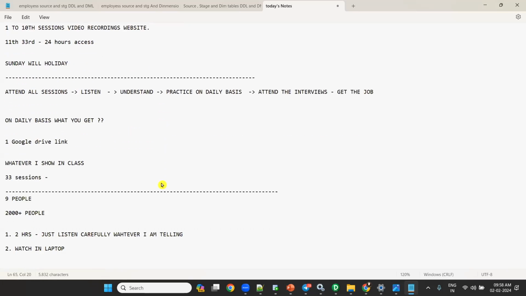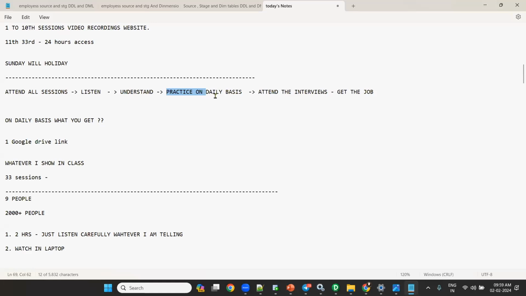Okay, coming to the next point. If you want to get a job in Informatica, you must do these things. What all do you need to do? You have to attend all the sessions. You need to listen carefully with concentration. You need to understand the sessions. You need to practice on a daily basis. You need to attend the interviews, write down the interview questions, and get the job.